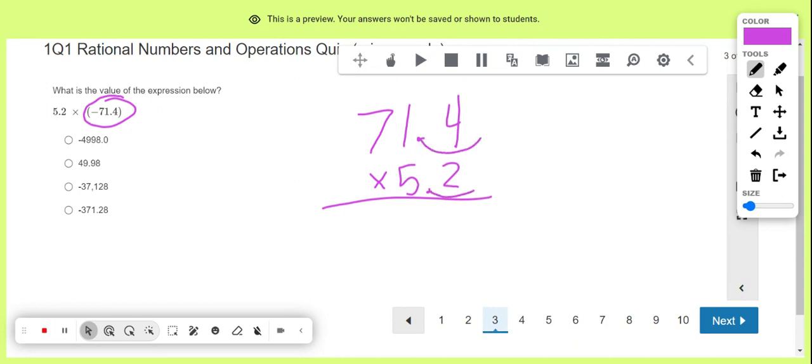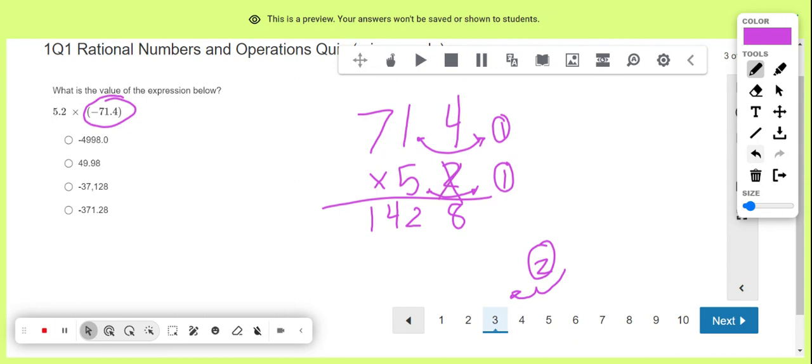Now, depending on what you learned in 6th grade, you're going to move the decimal over to remove it. There's one decimal place value here, one decimal place value here. So down in your answer, you need to move it over 2 spots. Now you just go ahead and multiply. 2 times 4 is 8. 2 times 1 is 2. 2 times 7 is 14.